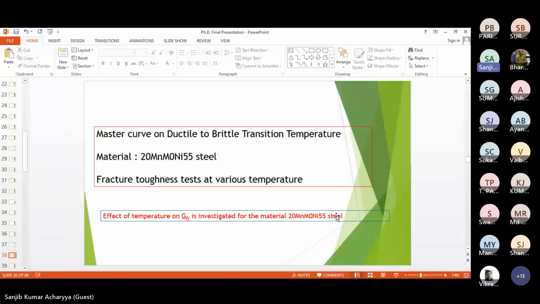After we received this data, or rather when this data became available to us, in 2018 we started to think whether this huge amount of available data could be used for exploration of GFR, because this data is already there. So we again started our investigation on the material 20 Mn Mo Ni 55 steel, and we planned that our objectives would be four.